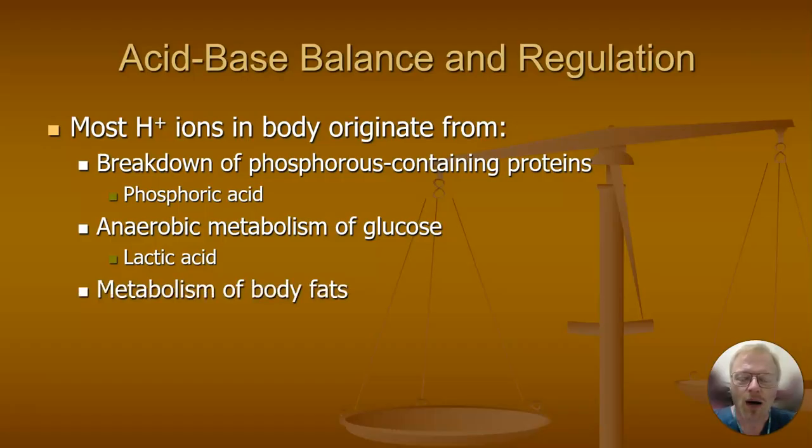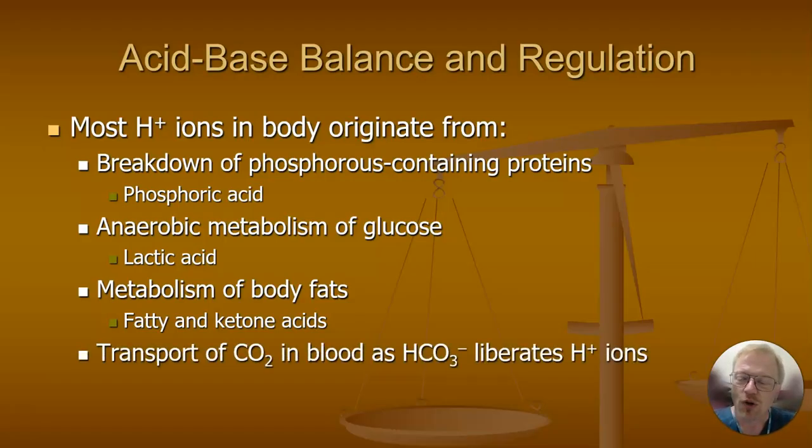The metabolism of body fat. We are constantly creating and burning body fat. So this creates fatty acids and ketone acids. And the last part is actually the transport of carbon dioxide in the blood as bicarbonate. And what happens is it liberates a hydrogen ion, which affects the pH.